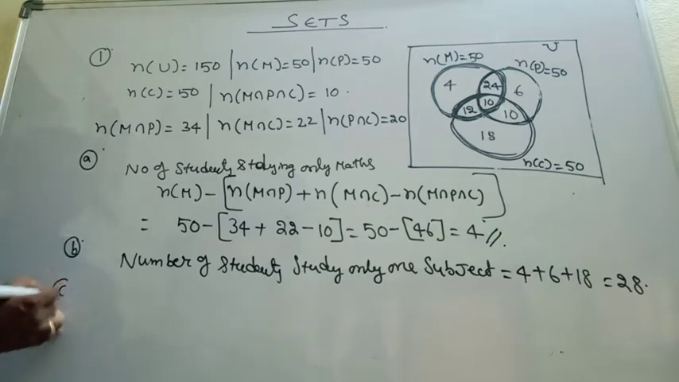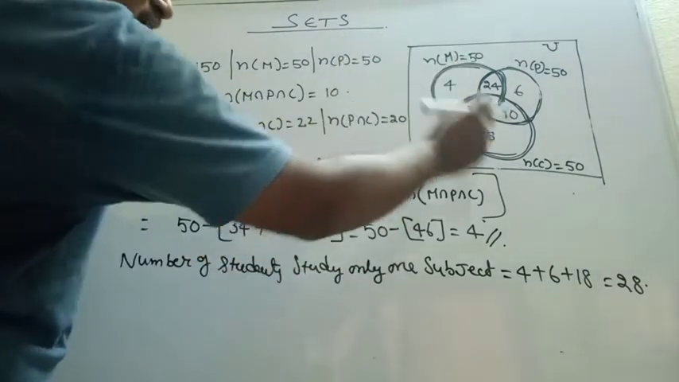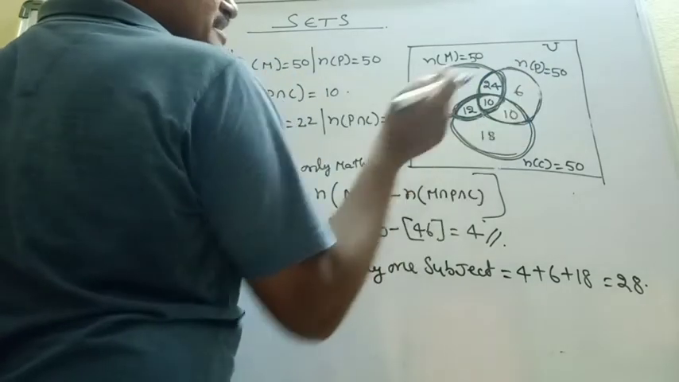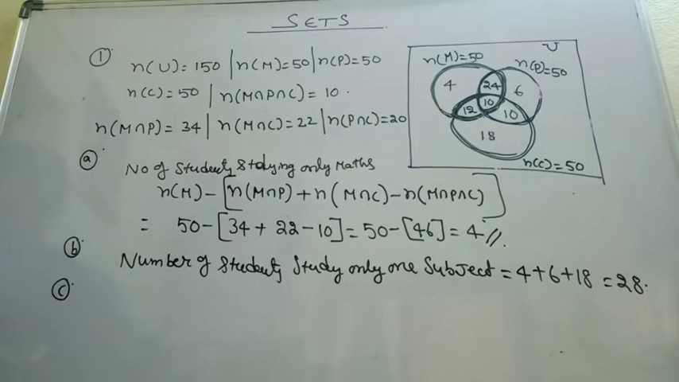Now the C part. Number of students who study only one subject means, my dear students, only maths, only physics, only chemistry. See, only maths is this, only physics is this, only chemistry, like this. 4 plus 6 plus 18, you have got 28. In that beautiful way we have got it; let us find the next.